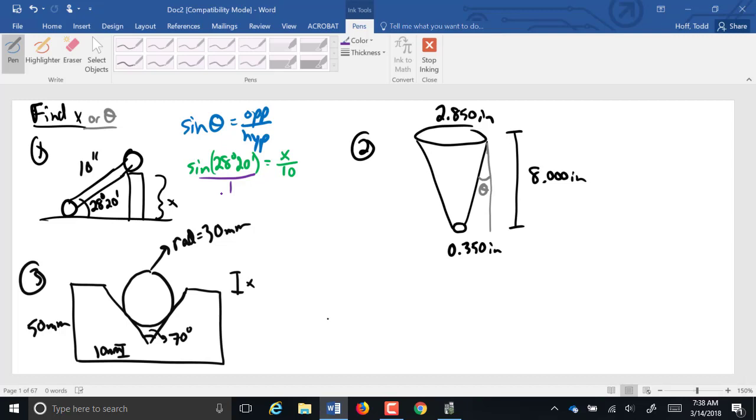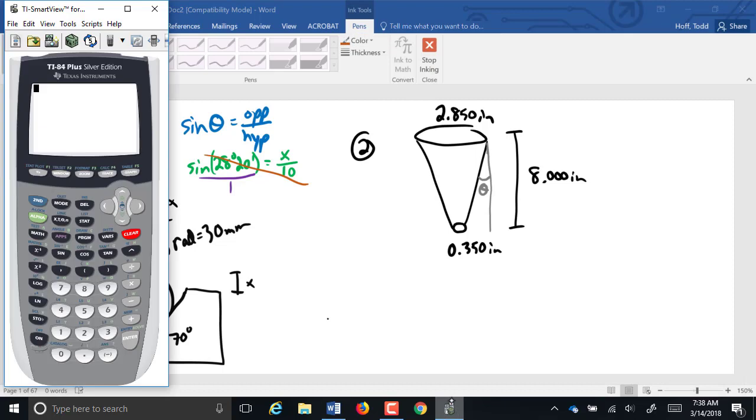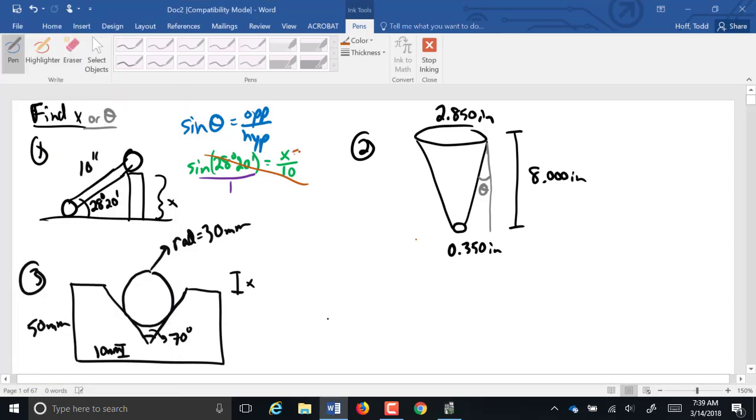When we're looking for a side, we make it into a proportion and we cross multiply and divide. So this is going to be the sine of 28 degrees, 20 minutes, times 10. Technically it's divided by 1, but we don't have to do that. So you're at 4.746 inches. How many of you had that?